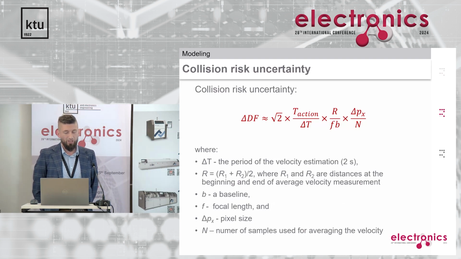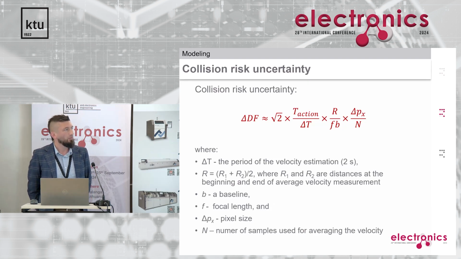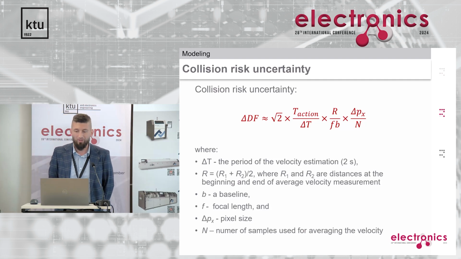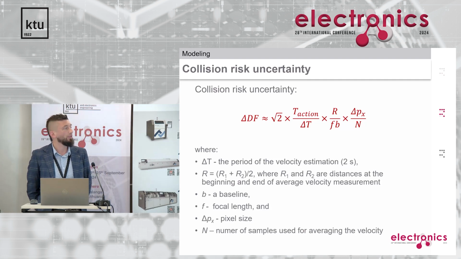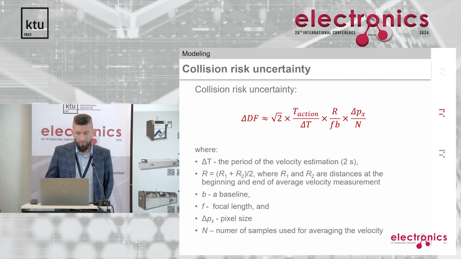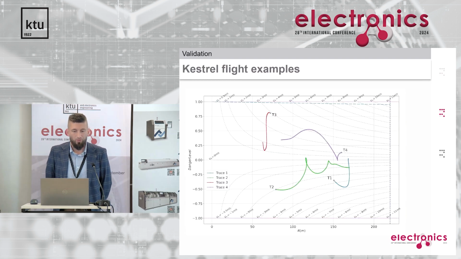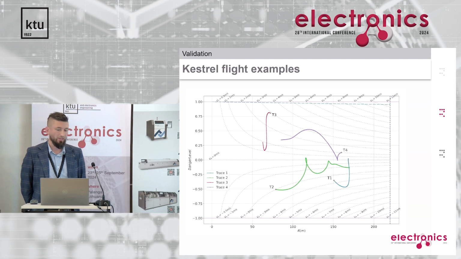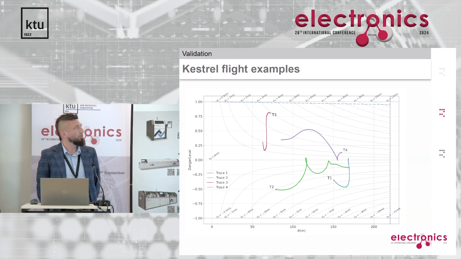Okay. We also have a collision risk uncertainty modeled. This formula is pretty complicated, so maybe I'll skip details of how it was derived. But some differentials were involved in here. It has a lot of parameters. Some of them are from the bird flight parameters. Some of them are system parameters such as baseline, focal length, and so on. Okay, but that's maybe not so important. So we move to validation. This is the result. So we found 4 kestrel cases, the kestrel being a bird of prey.